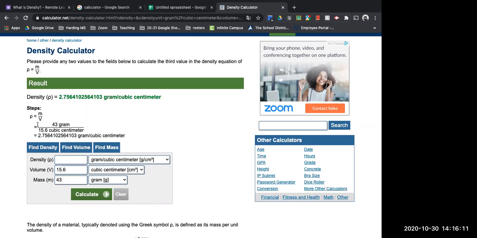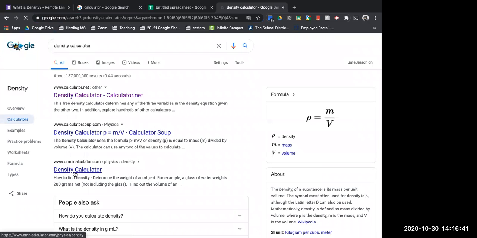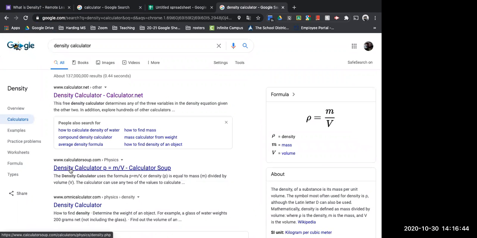Rho is density, lowercase rho equals m over v. So that's 43 grams divided by 15.6 cubic centimeters, 2.76 grams per cubic centimeter. You would write it out exactly like this. I would expect this right here to be your answer of what you were about to write down, right? And then, like I said, Omni is a great calculator. You would go density calculator, and then you would go to the Omni one, which is the third one.